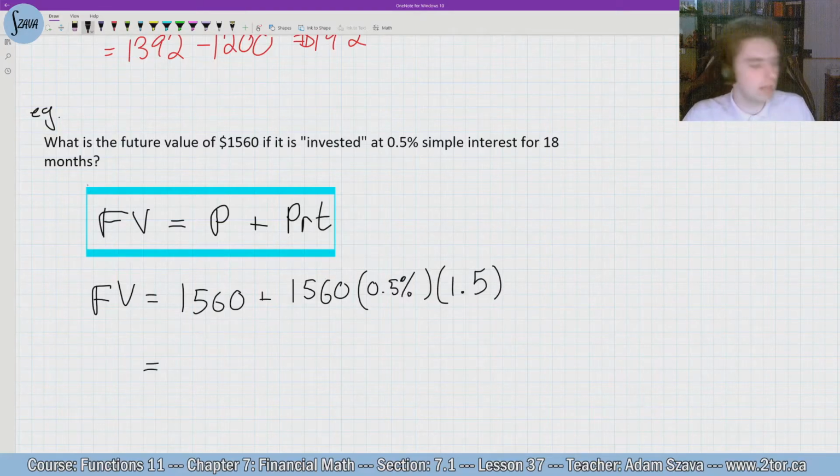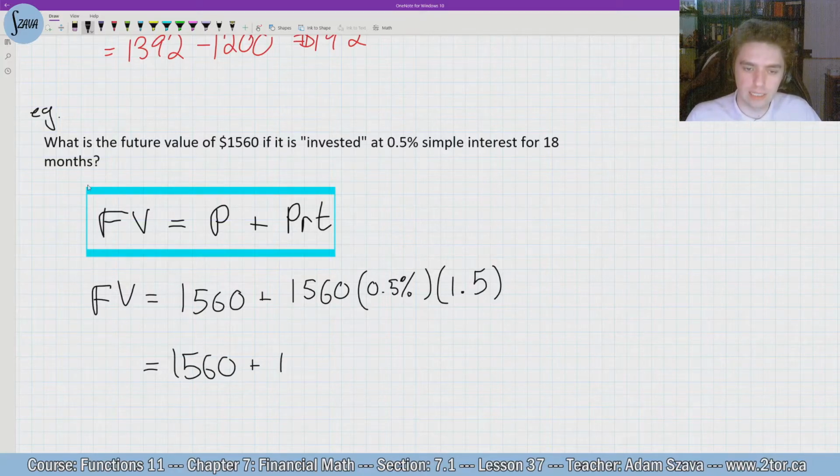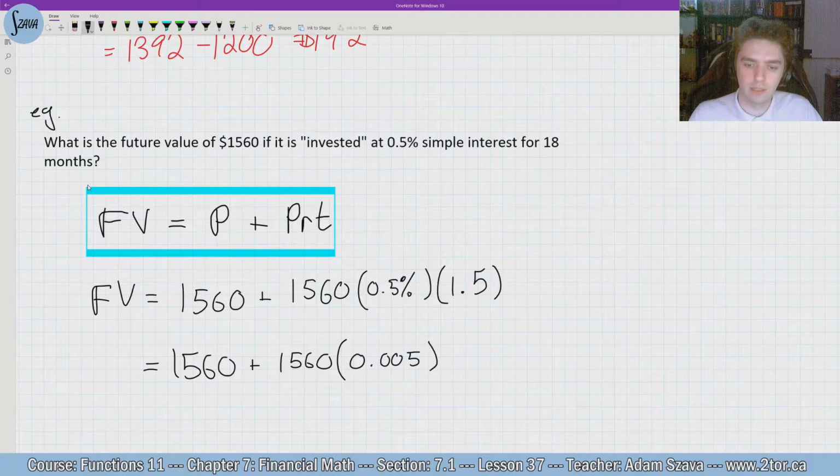Okay, now we have everything we need essentially to type it in, but the last complication is just that we need to be able to write 0.5% as just a decimal, and so that's 0.005 times 1.5, right?